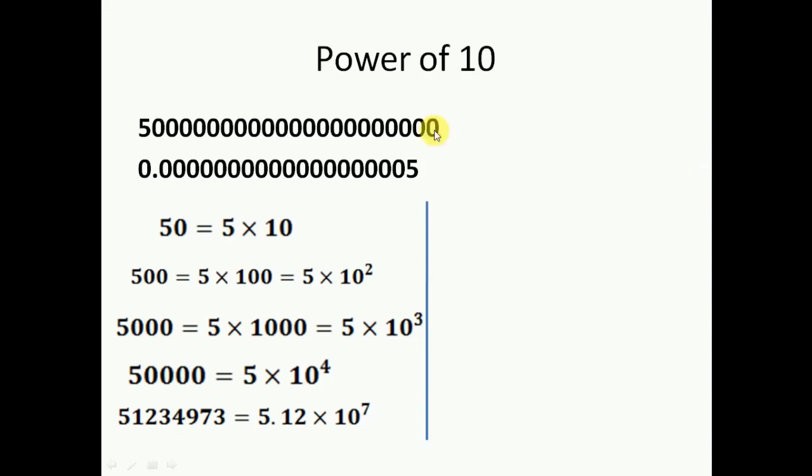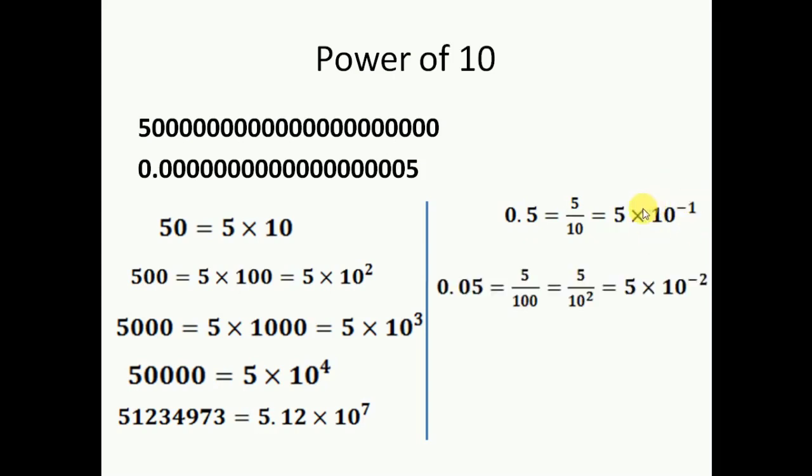Similarly, we can use the power of 10 to represent small numbers as well. So 0.5 can be written as 5 by 10 to the power plus 1, and when you take this 10 to the power plus 1 to the numerator, it will become negative. So it is 5 into 10 to the power minus 1. Similarly, 0.05 I can write as 5 into 10 to the power minus 2.